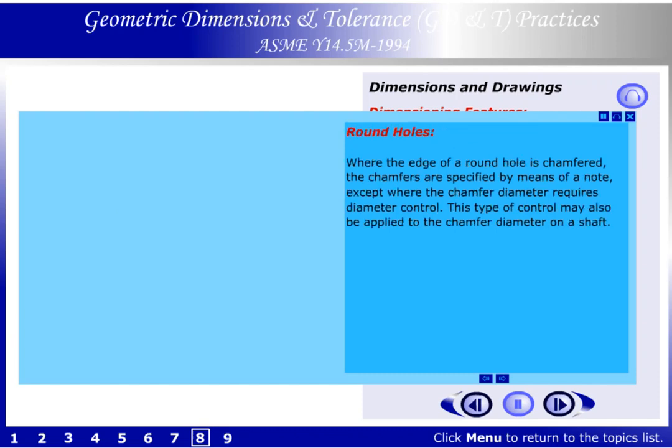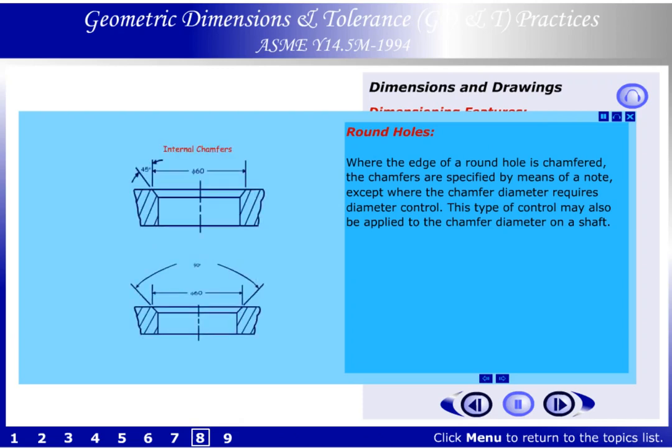Round holes. Where the edge of a round hole is chamfered, the chamfers are specified by means of a note, except where the chamfer diameter requires diameter control. This type of control may also be applied to the chamfer diameter on a shaft.